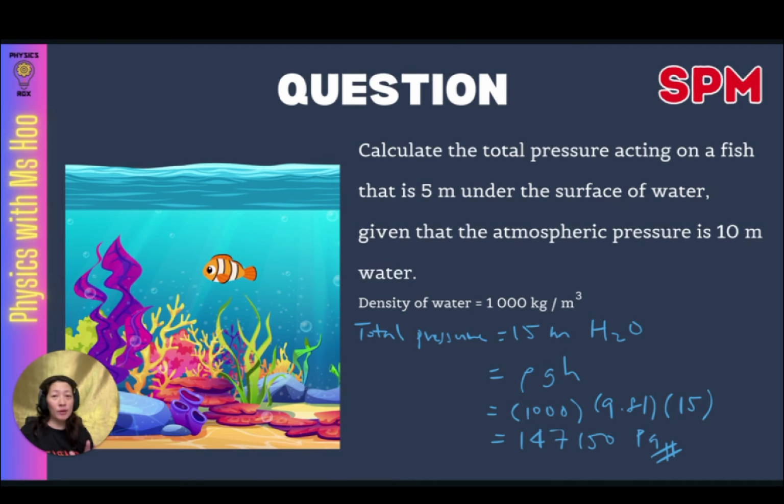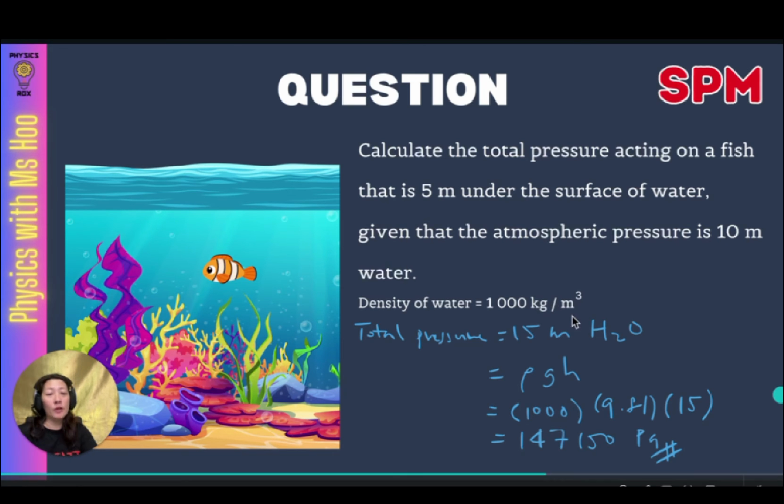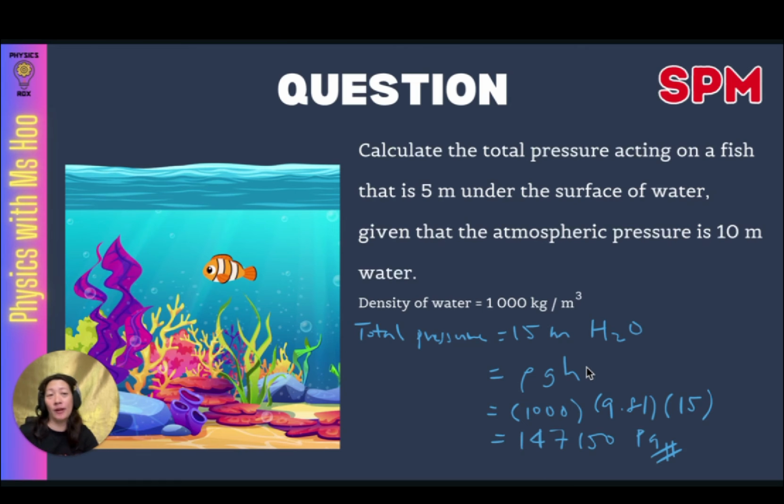Now, which number do we use? Again, it depends on the question. Did the question give you the atmospheric pressure in Pascal or in meters water? Because in this question, they've given the atmospheric pressure as meters water, to convert this into Pascal, we have to use rho GH where G is 9.81. So that's why there's a little bit of discrepancy. So if you're worried about the discrepancy, don't worry.